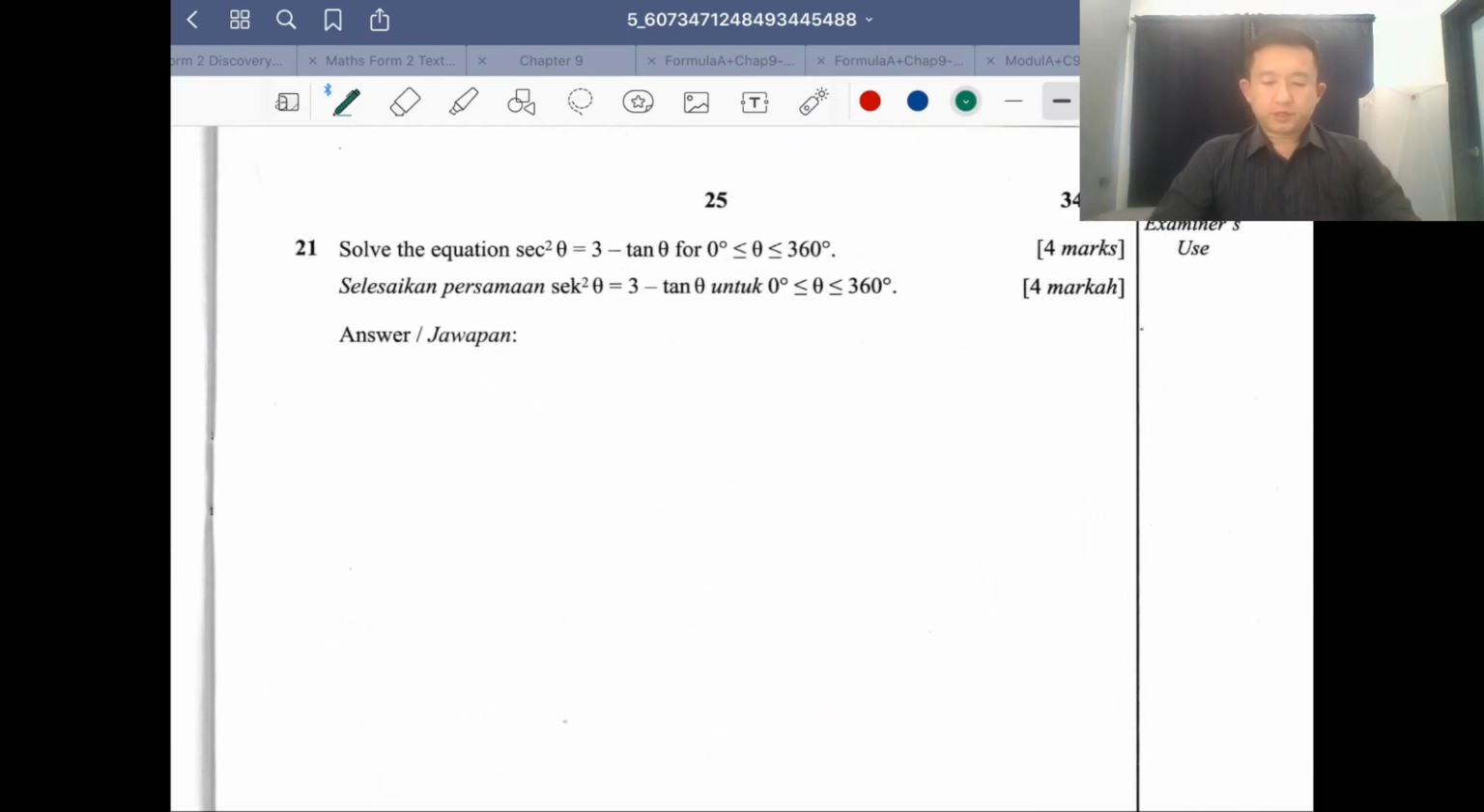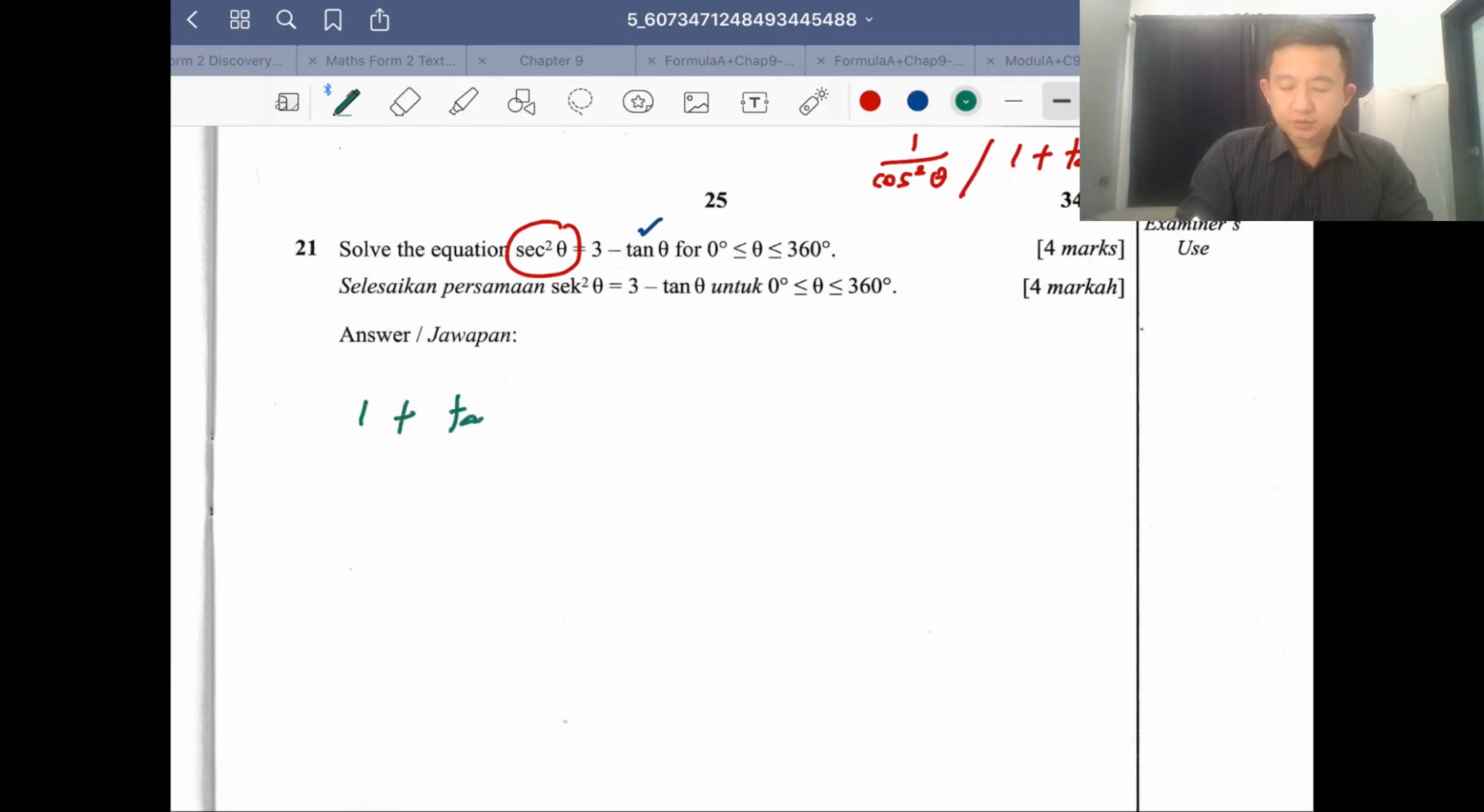21. Solve the equation sec square theta. Okay, you look at sec square, you can either turn it into 1 over cos square theta, or there's another formula for sec square theta, right? Equals 1 plus tan square theta. So which one would you replace with? Definitely you will go for the different one, right? Because you have another tan theta here. So probably it is related. So you can change sec square theta to 1 plus tan square theta.